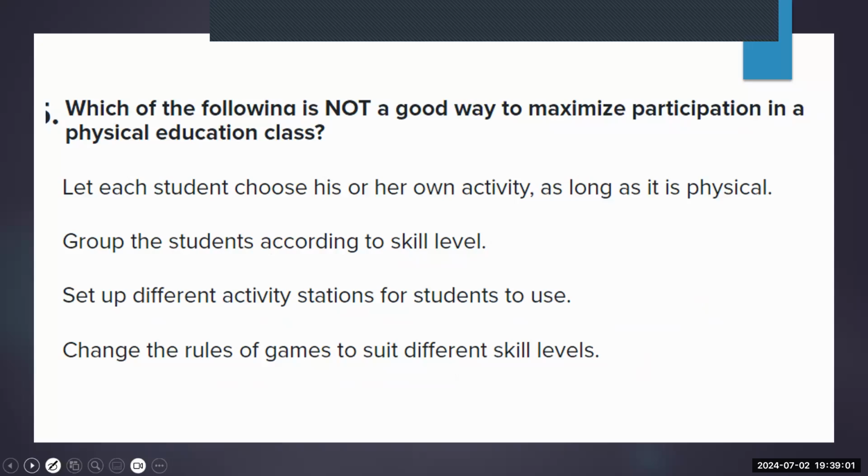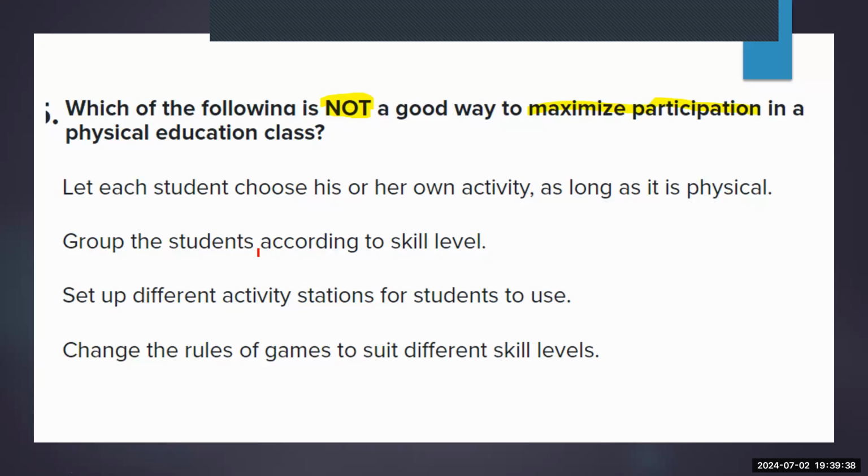Which of the following is not a good way to maximize participation in PE class? So we know we want to highlight that word not. We're trying to maximize participation. All right. Let each student choose his or her own activity as long as they're being physical. And I think that no, it doesn't maximize participation.